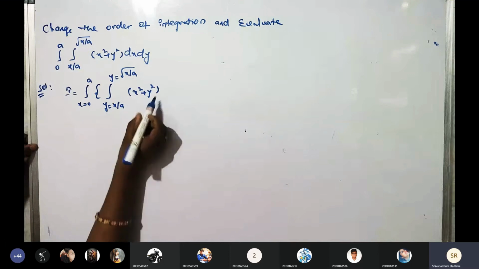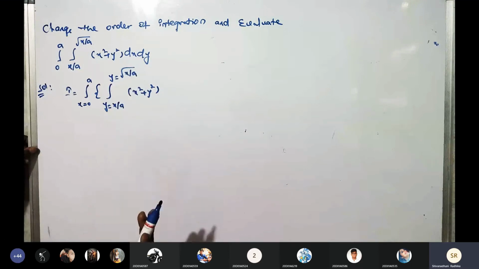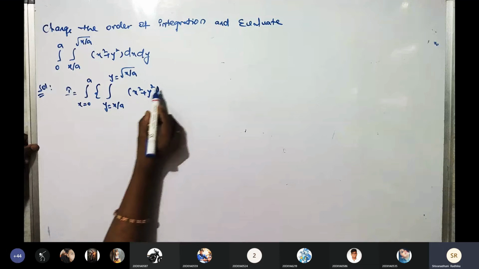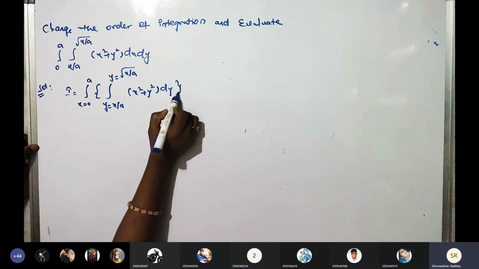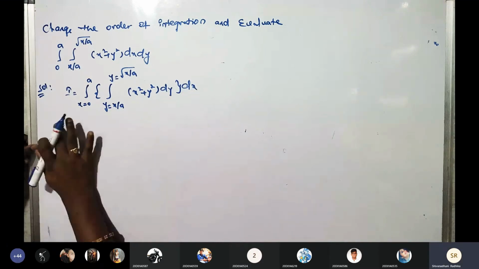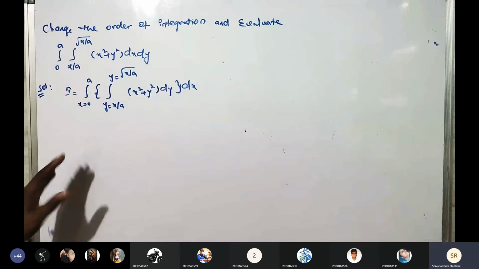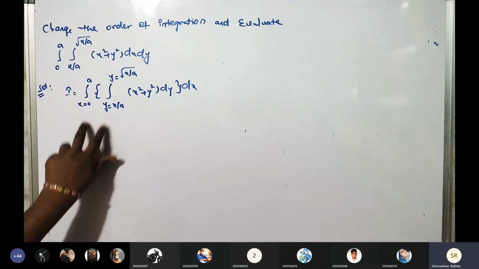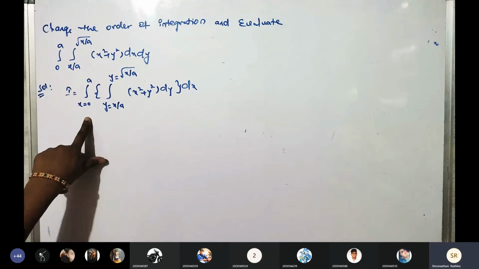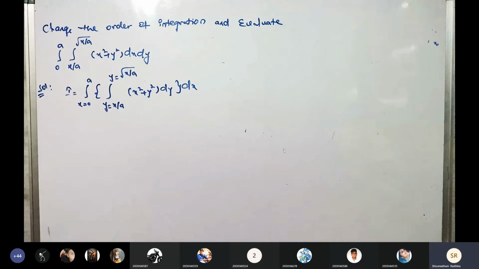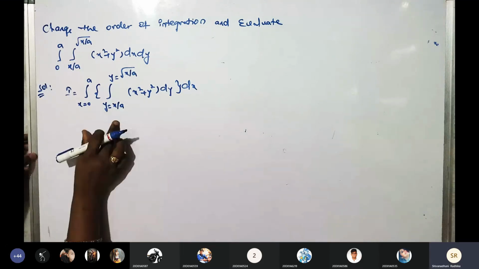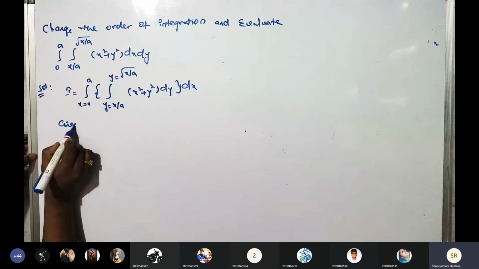Here it is with respect to y, but in this also we don't have a proper integration. So we can write dy into dx, which is the given integration, right? We need to change the order of integration by using the limits. Is it clear? So this is the integration. Now what about the given limits here?